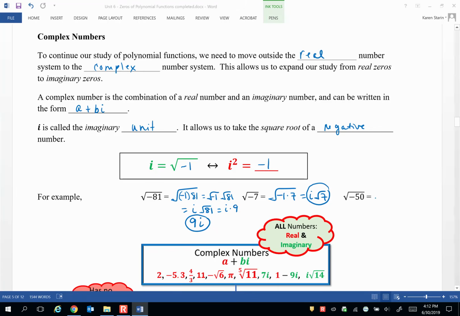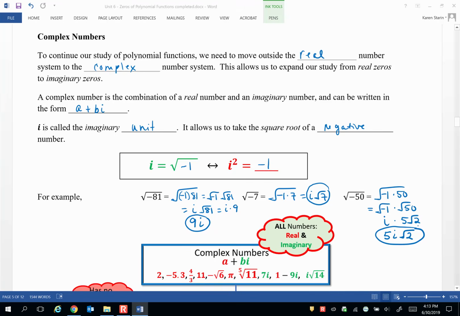Square root of -50. That is the square root of -1 times 50. So that is going to be the square root of -1 times the square root of 50. This is i, and then we would just simplify the square root of 50. So that's going to be 5 root 2, and often you see the 5, the whole number part, in front of the i, and the radical after the i.